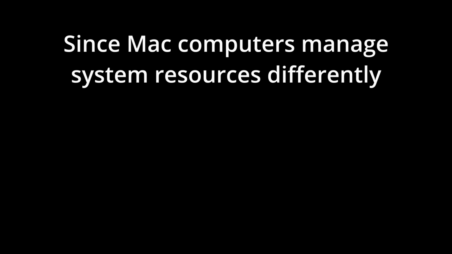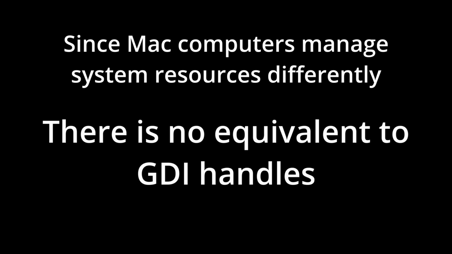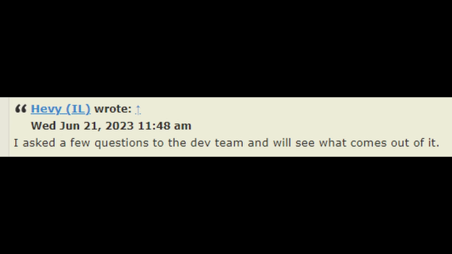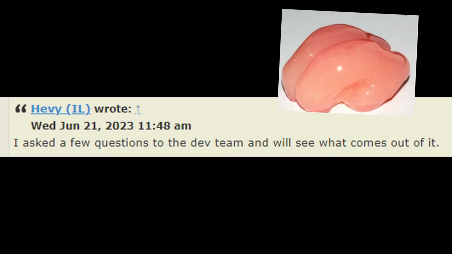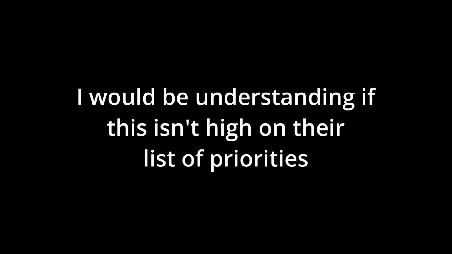Since Mac computers manage system resources differently, it doesn't even have a concept equivalent to the Windows GDI objects, meaning that there was no GDI limit to get in our way. So where does that leave us? The ImageLine employee was intrigued enough to ask some questions to the developers, but given that this is under the premise of the most smooth brain chain in existence, I would be understanding if figuring this out doesn't land high on their priority list. It'll probably be a while before any response, if we get one.